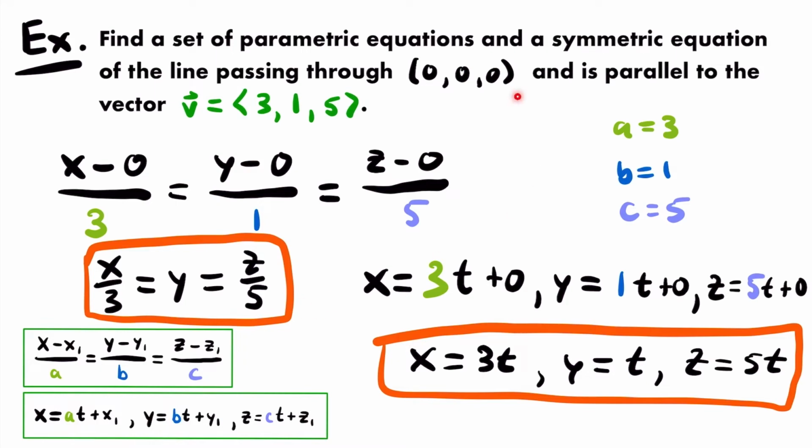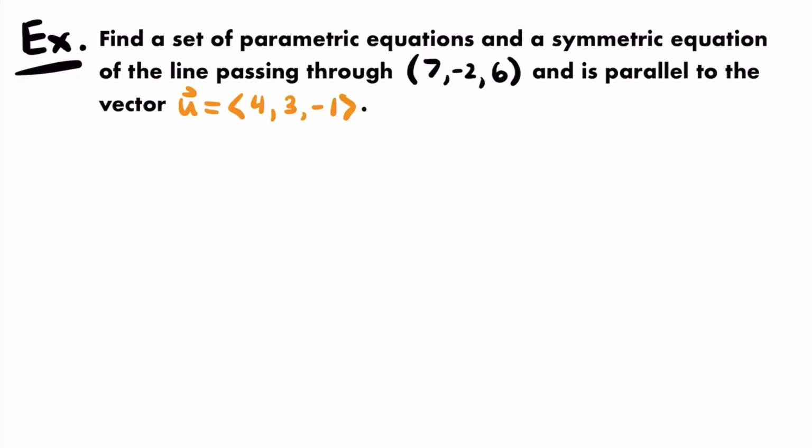And so that's it for this example, but let's take a look at another one where our point is not as nice. All right, so here's our second example. We have the same directions as the previous example, except we have a different point that our line passes through, and we have a different vector that the line is parallel to. Okay, but now I'm just going to read through it real quick, just so you get an idea of what we're doing once again.